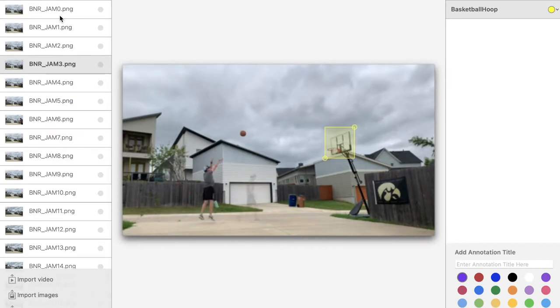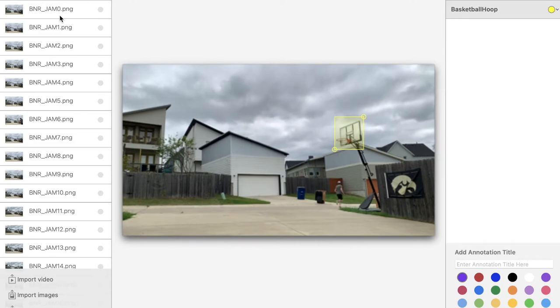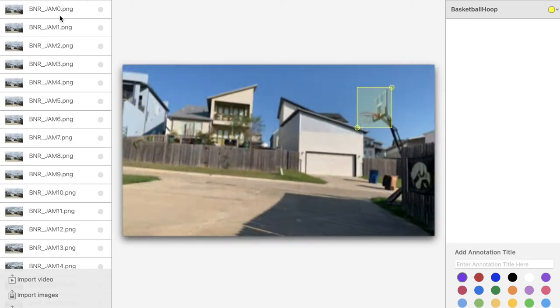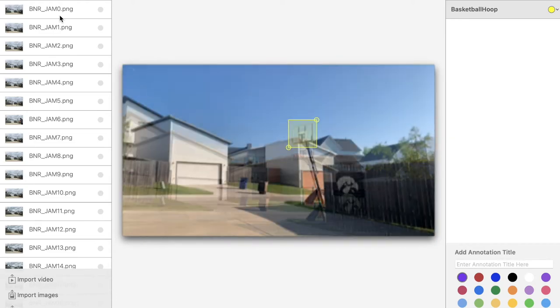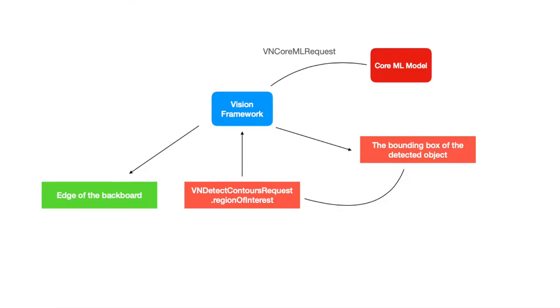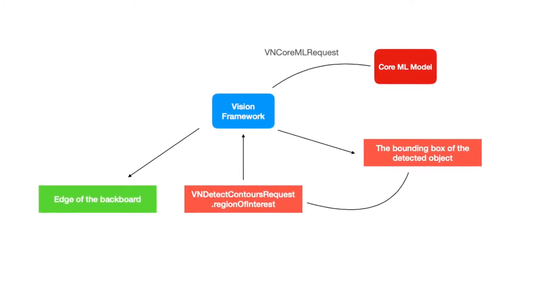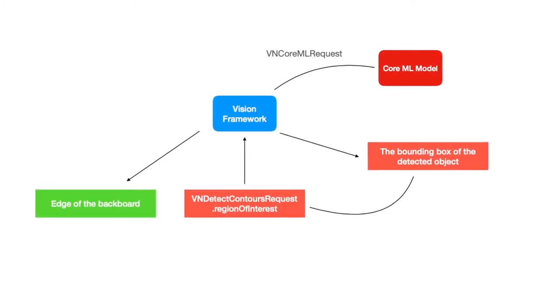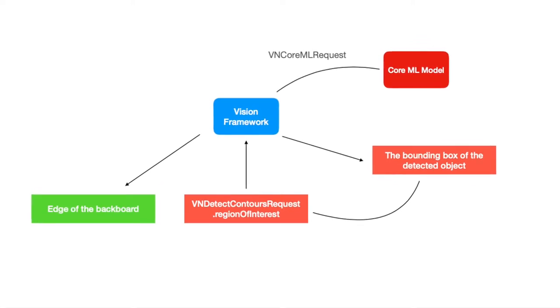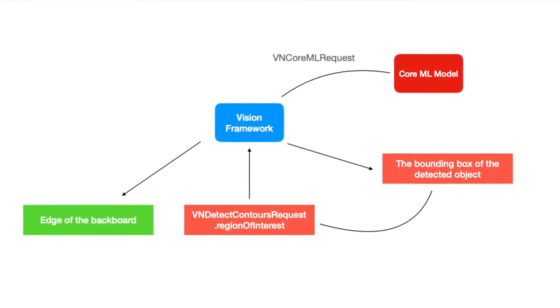We use an object detection machine learning model to recognize where in the scene the basketball hoop is, and a separate algorithm to determine the geometry of the backboard relative to the camera position. Once we have the trained Core ML model, we create a VNCoreMLRequest and send it to the Vision framework. The Vision framework returns a bounding box representing the backboard.